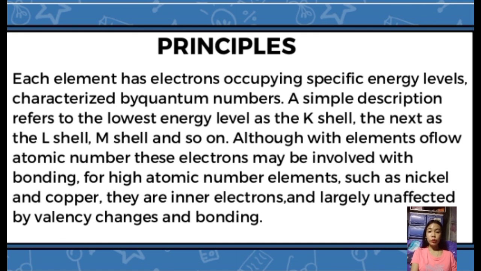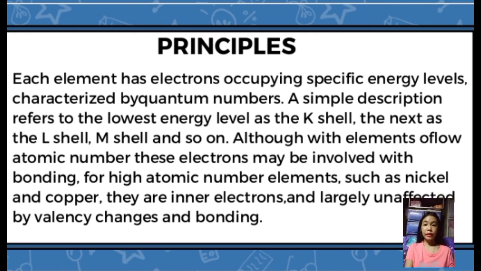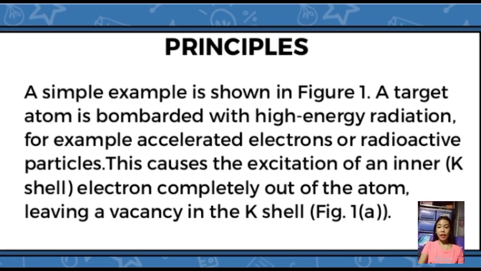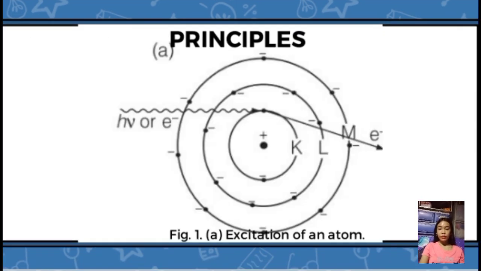This is due to their proximity to the nucleus and the strong nuclear forces acting on them, which means that they remain stable and do not participate directly in chemical bonding. Interaction with high-energy radiation. A simple example of how these inner electrons can be affected involves the interaction of a target atom with high-energy radiation, such as accelerated electrons or radioactive particles. This process can be visually represented in Figure 1.